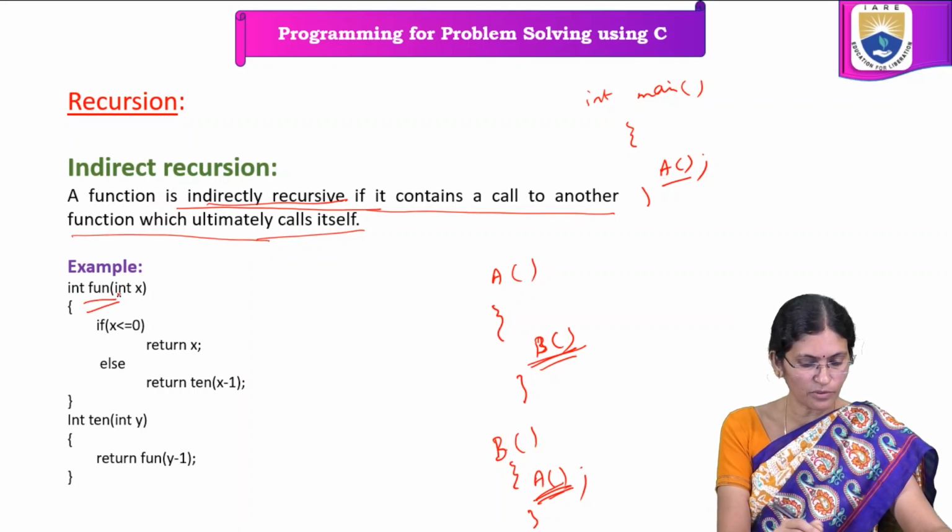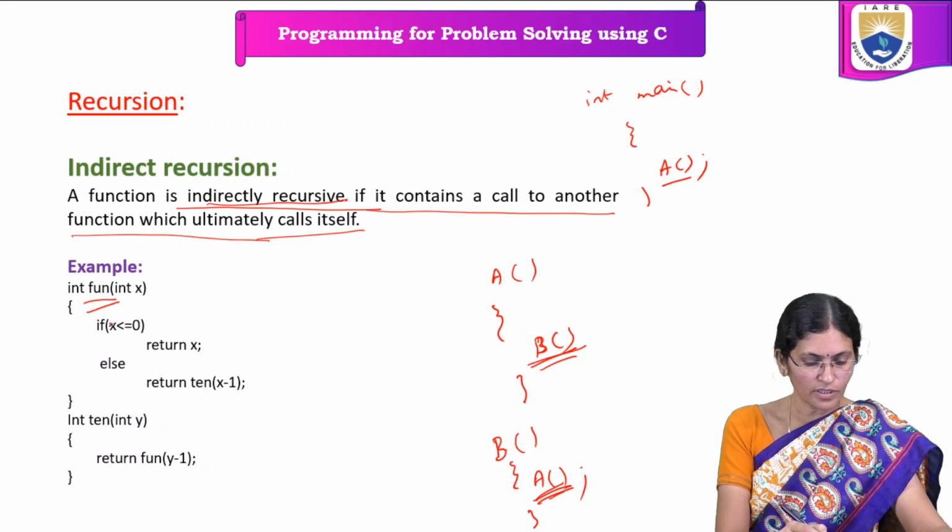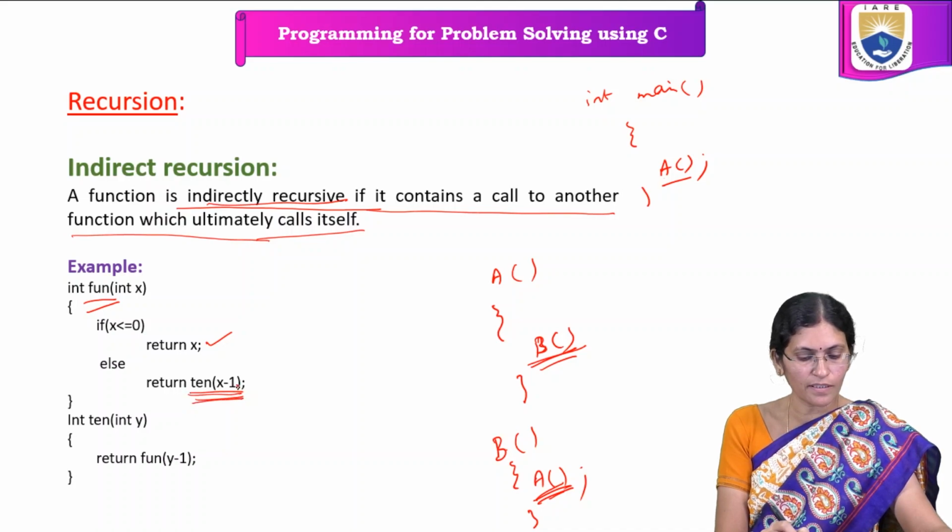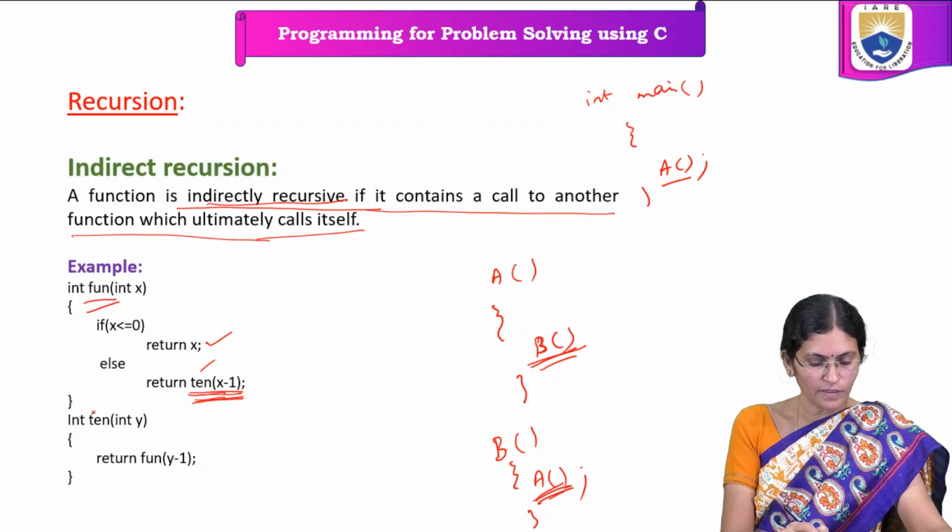So this program you can consider. Here the name of the function is fun. If this condition is not satisfied, it will go to the else part. It will call the function 10. The name of the function is 10 here. So this is the function definition.